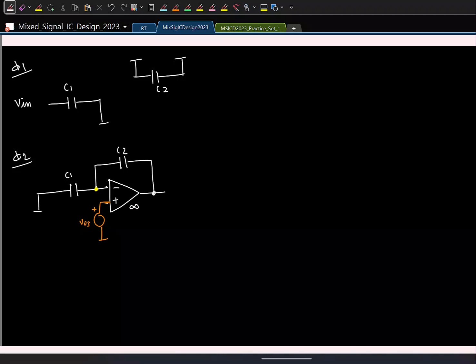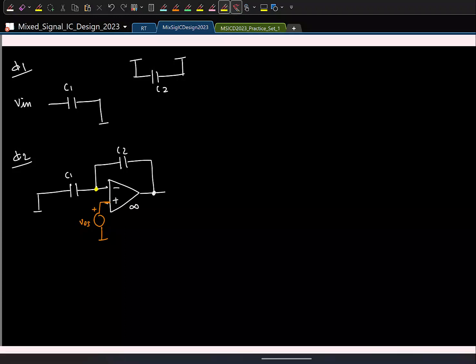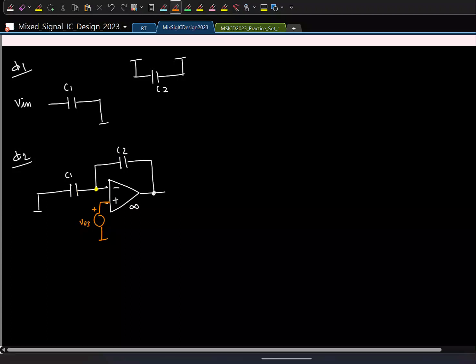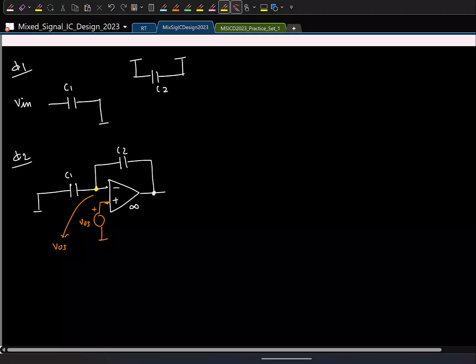So if I apply charge conservation, I'll look at the charges in these two plates, which are these. And before that, what is this voltage? VOS. So if I apply charge conservation, what do I get? What is the charge stored in this plate? VOS into C1. Let's say this is Vout. What is the charge stored in this plate?